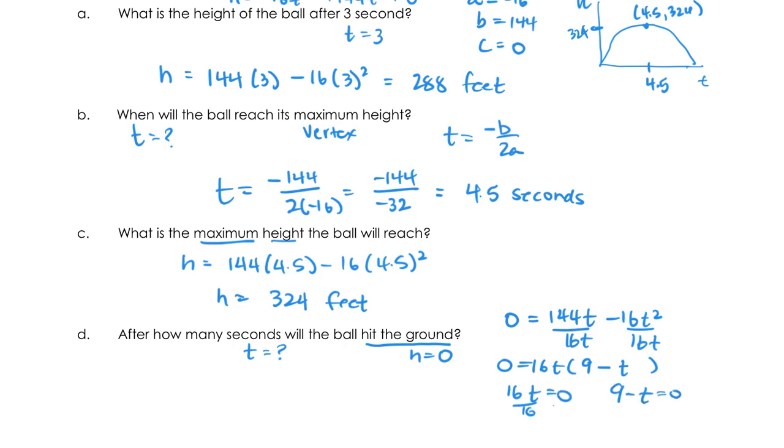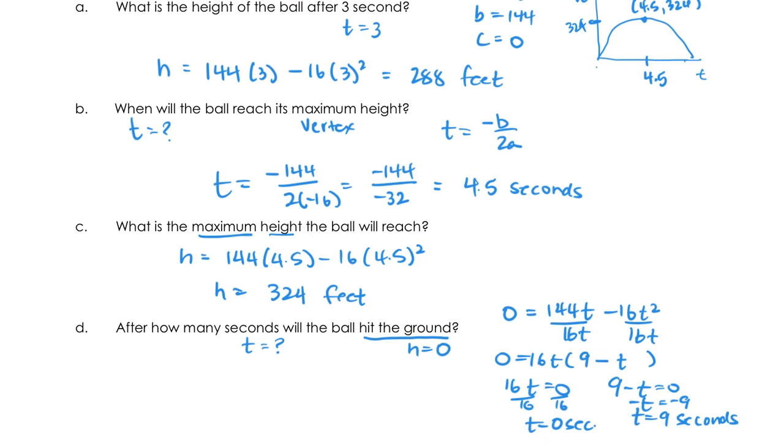So if I divide both sides by 16 on the first equation, I get 0 seconds, and that's where we started, when it started at the ground. And now here, thinking of this logically, 9 minus what gives me 0? 9 minus 9 is going to give me 0. If you're doing this with algebra, you would first subtract 9, and you'd end up with negative t equals negative 9, and then divide both sides by negative 1 to get 9 seconds. So if we look up at the graph, at 0 seconds is where we started, and at 9 seconds is where we end.